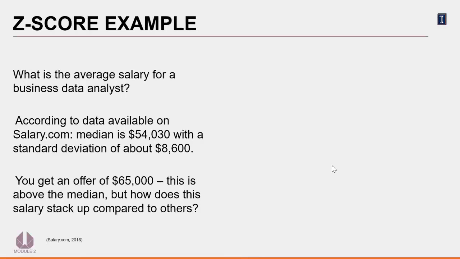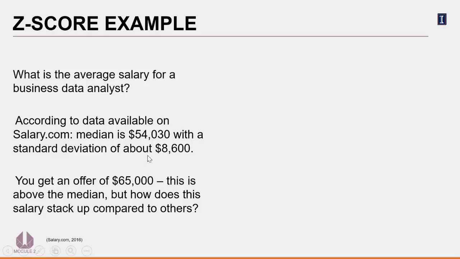I talked about this example in my video lecture where you are getting a job offer of $65,000 and you want to know how well your salary compares to others receiving similar offers from other employers. So you go to salary.com and you find out that the median for this job is listed at $54,030 with a standard deviation of 8,600.